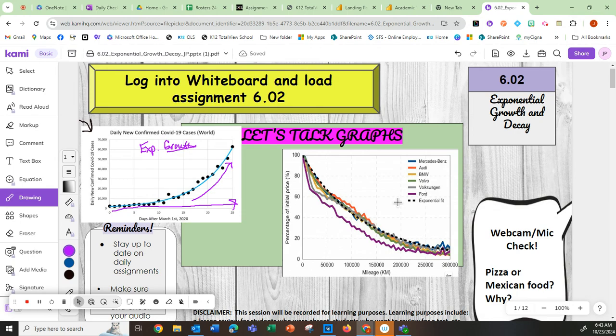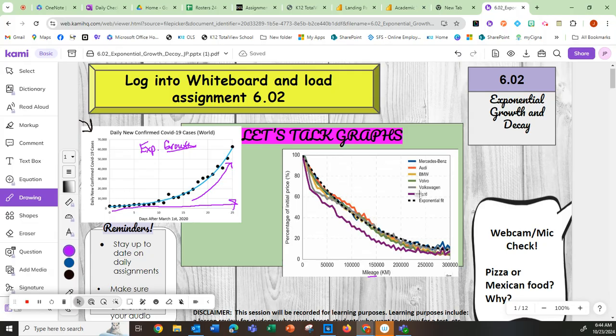The second graph, if we look at the x-axis, is measuring mileage. We got 50,000, 100,000, 150,000, 200,000, and so forth. On the y-axis are percentages of initial price. So 20%, 40%, 60%, 80%. I found this graph because I thought it was interesting. And so there's different graphs.